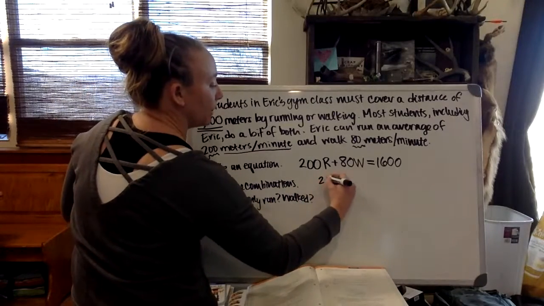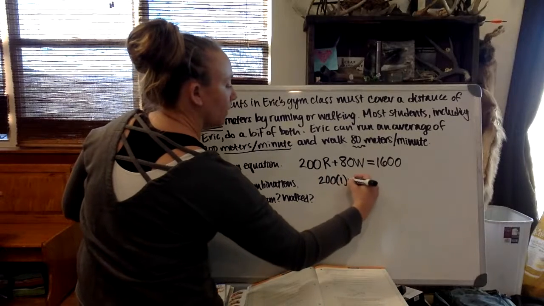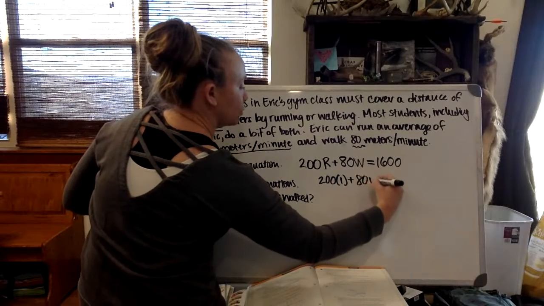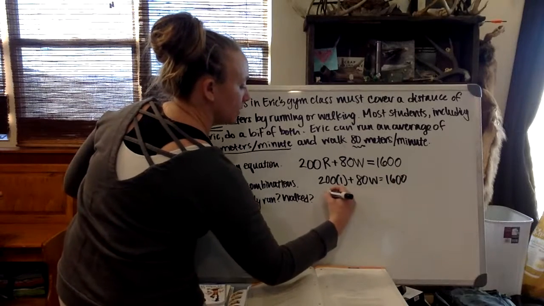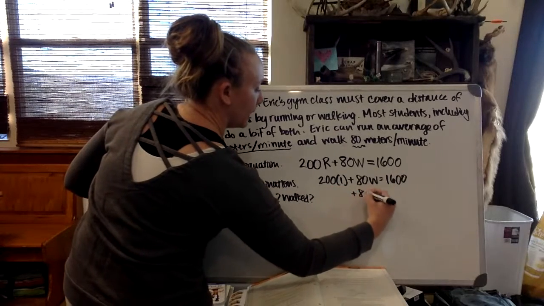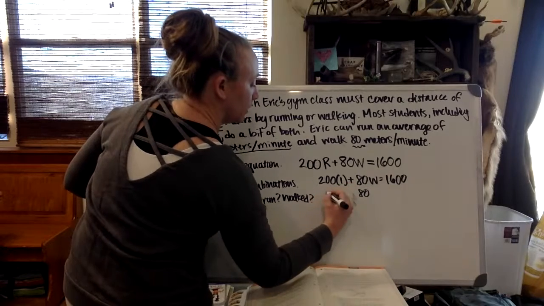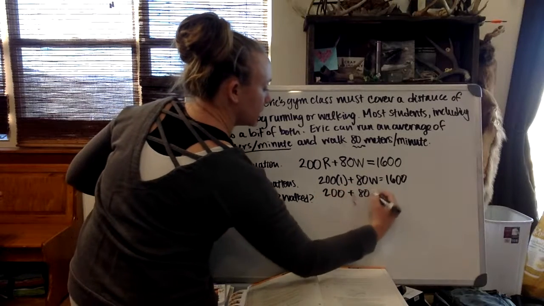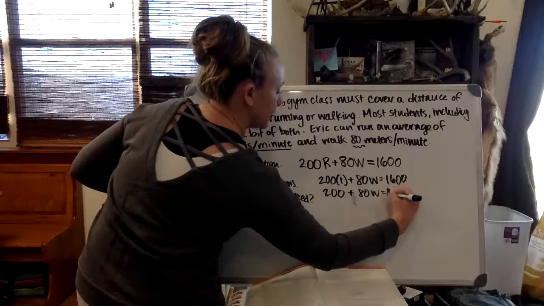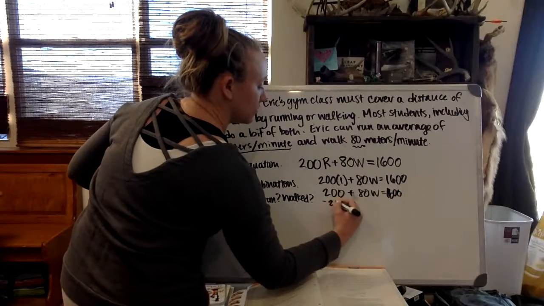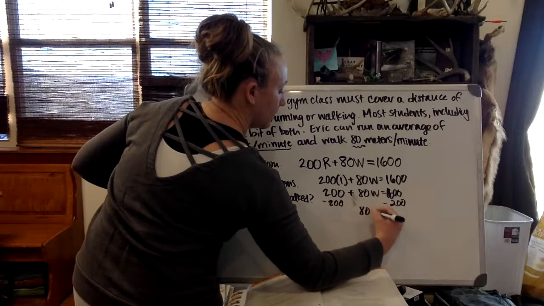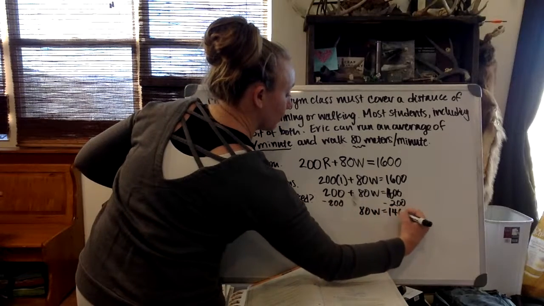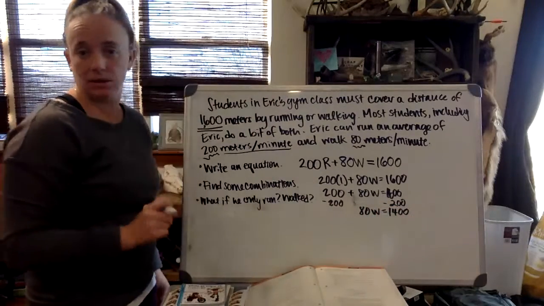If he ran for 1 minute, that means he ran for 200 meters. And that means he has 200 meters plus 80W is equal to 1,600. So that means we're going to subtract 200, subtract 200. That means 80W is equal to 1,400. I already don't like that.